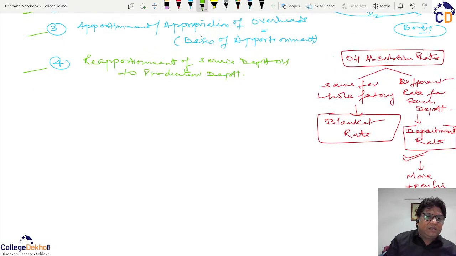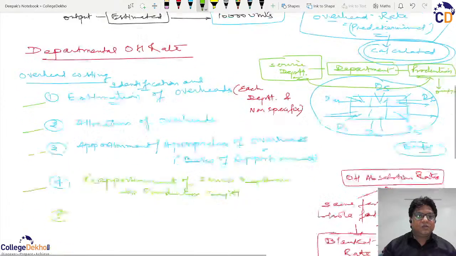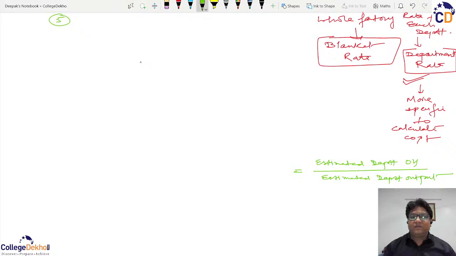Now, once we are done with this, we will arrive at the stage which we started with, that now we will have estimated departmental overheads, and we will divide it by the estimated departmental output, which will give us the departmental overhead absorption rate.